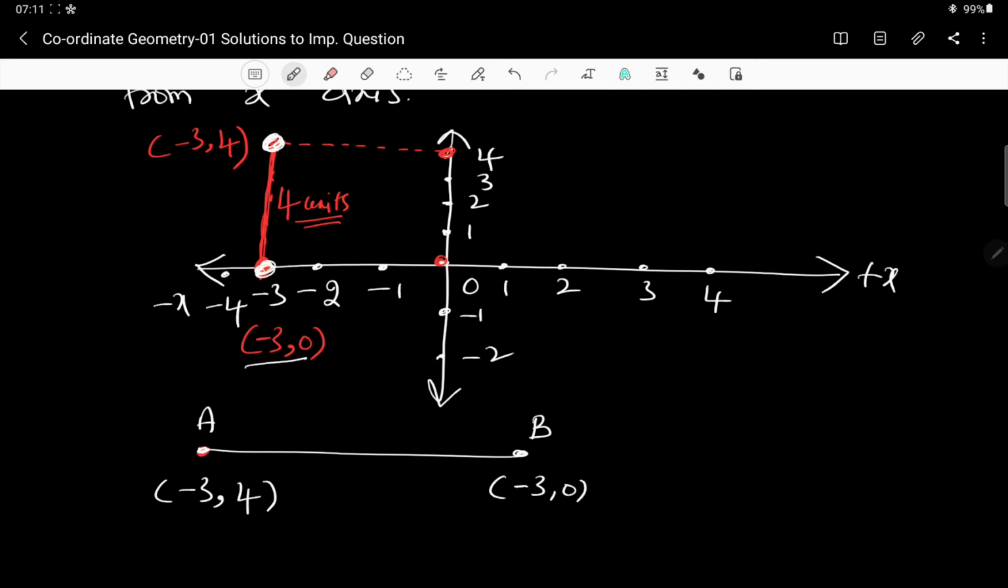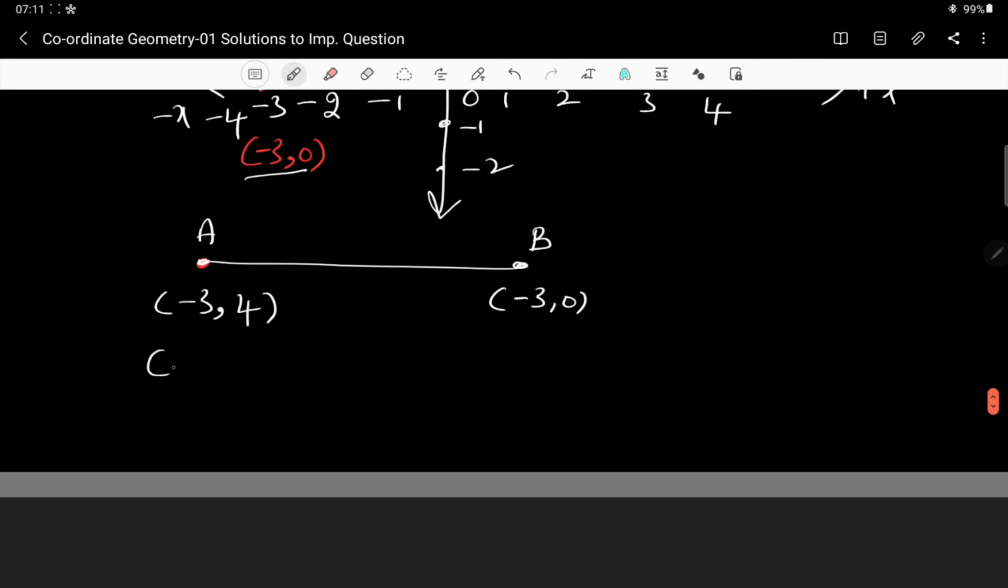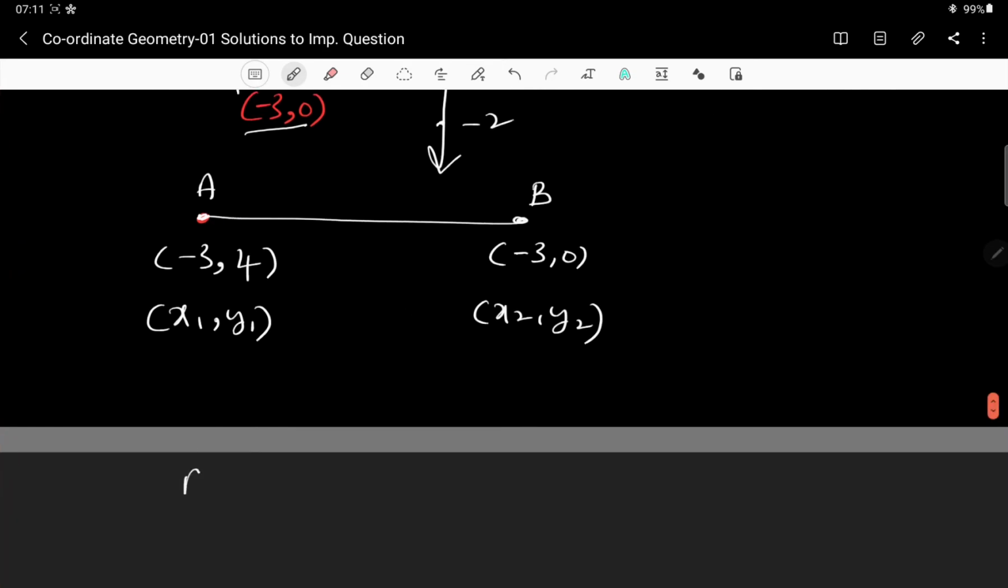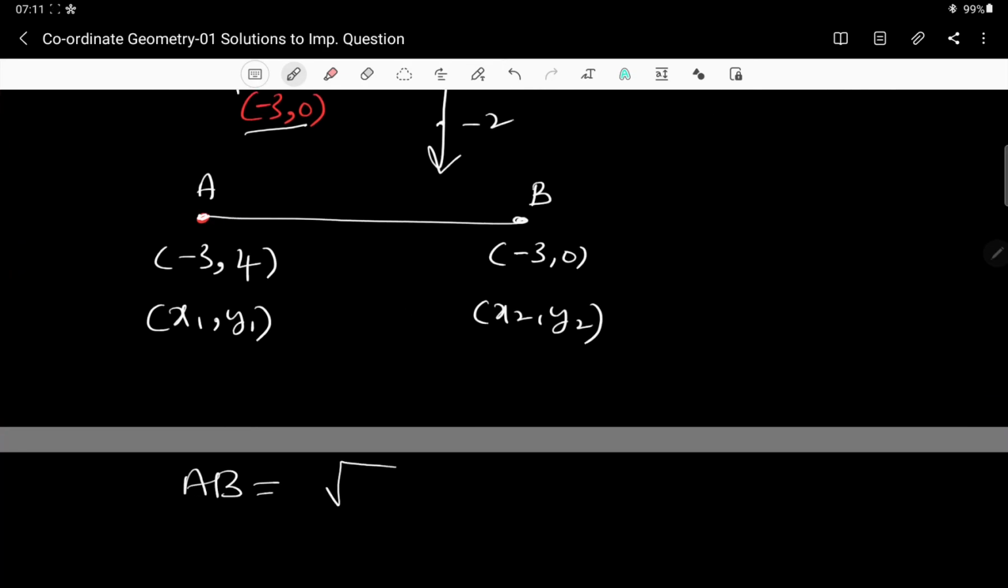Here it is (-3, 0). Now let us find out this distance. Let me call this (x1, y1) and this one (x2, y2), and let me find the distance. AB is equal to, what is the formula? Under root (x2 minus x1) whole square plus (y2 minus y1) whole square.